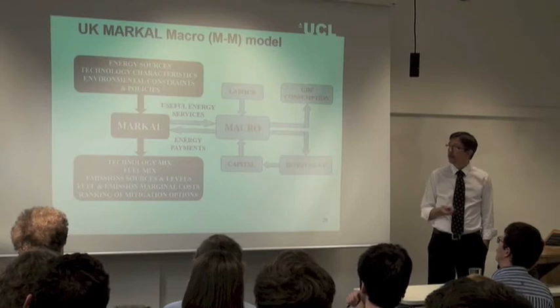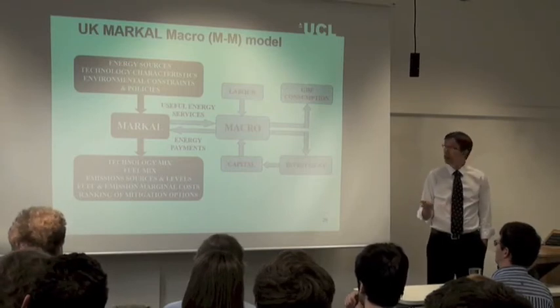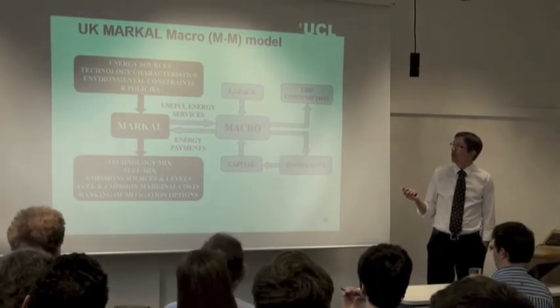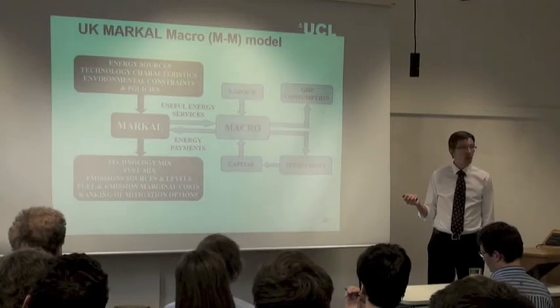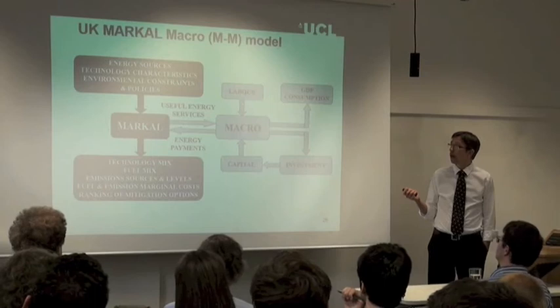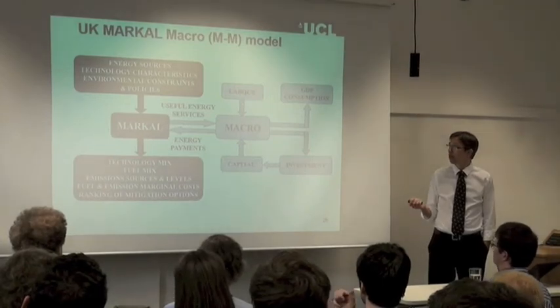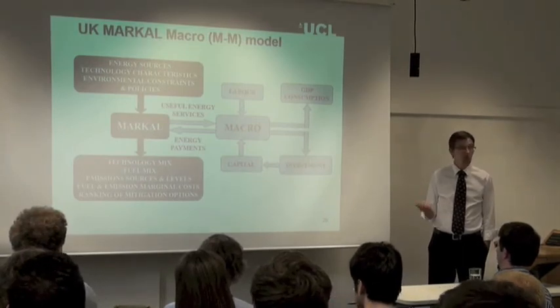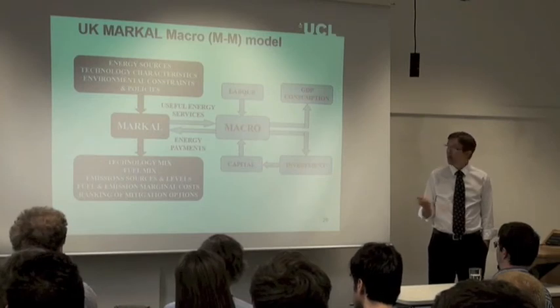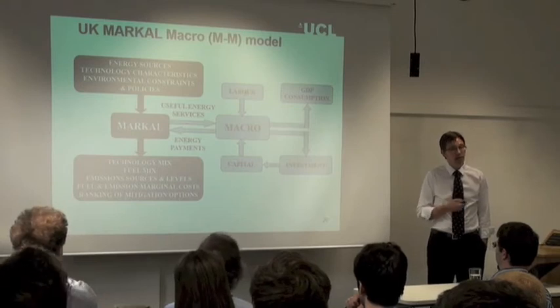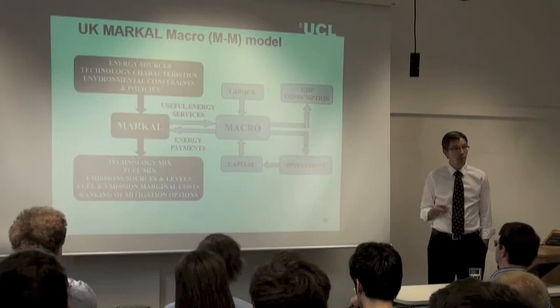The model I'm going to show you has a very simple macro module as well. Here we're trying to maximize utility, which in this case is the log of consumption. And essentially what the model does is you must pay more for energy from this big Markal model. The macro module has to substitute away from energy by spending more, by substituting either capital or labor. Once you start substituting capital, then your investment drops, and if your investment drops over the long term, your consumption drops. And this is just a very simple tool to try to see how changes in the energy system and the price of energy flow through to the broader macroeconomy.